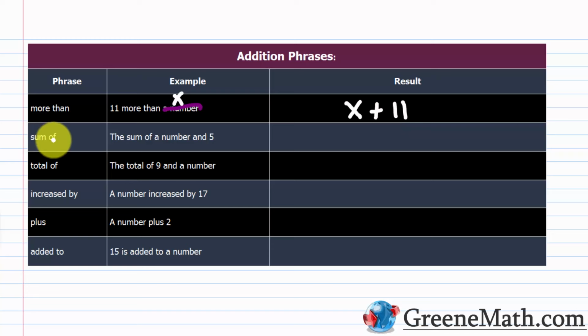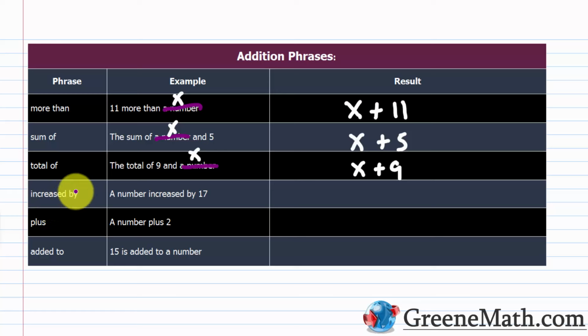Then you have "sum of." So the sum of a number and 5. Again, when I see a number, I'm going to line that out and put x. So the sum of x and 5 is just x plus 5. Next we have "total of." So the total of 9 and a number. Let me line this out and put x here. Now we have the total of 9 and x. That tells me I have x plus 9, or 9 plus x.